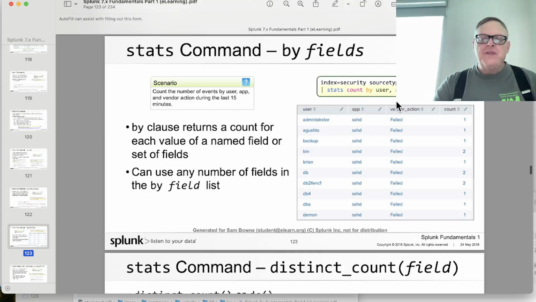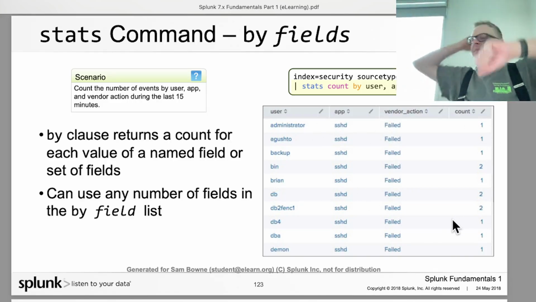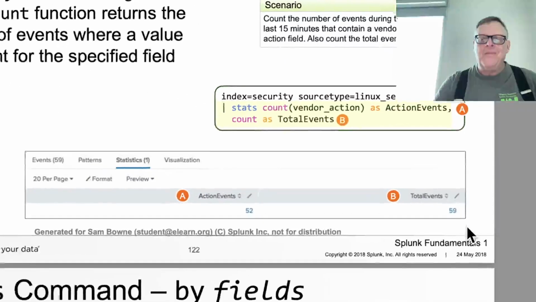And you can do stats by field. You can do count by user app vendor action, and then you'll get all the unique categories of user app vendor action and a count of how many times each of those combinations appear. Yeah. Sorry, just going back one slide to where you pointed out the differentiation between what appears and what doesn't appear.